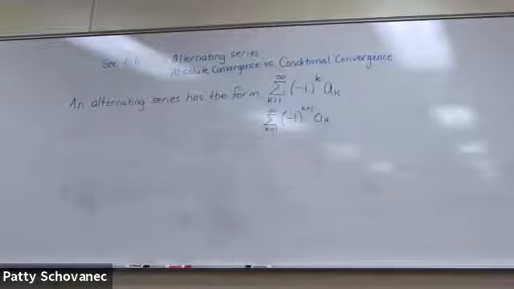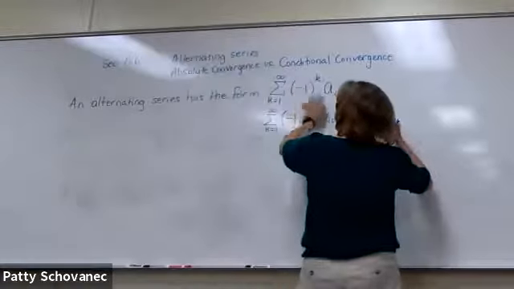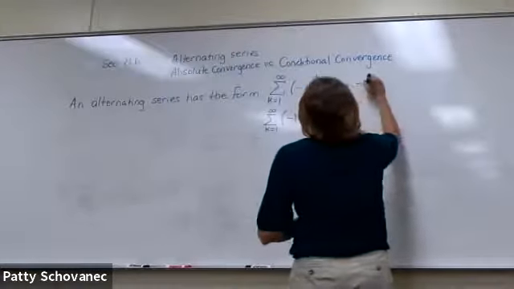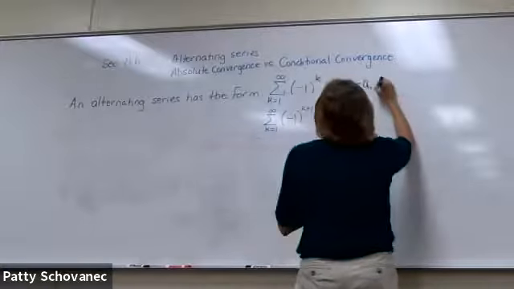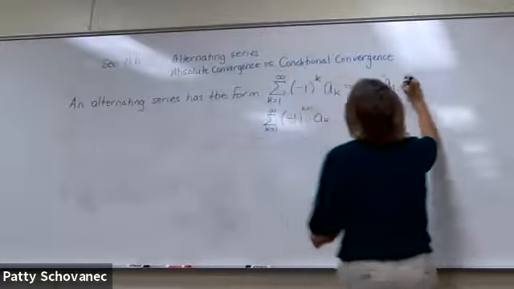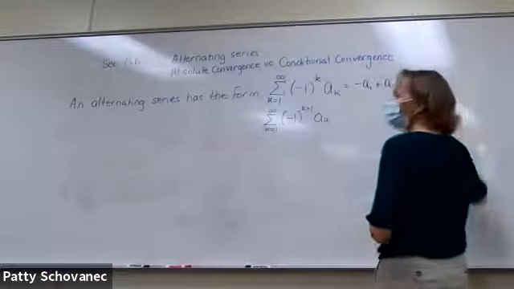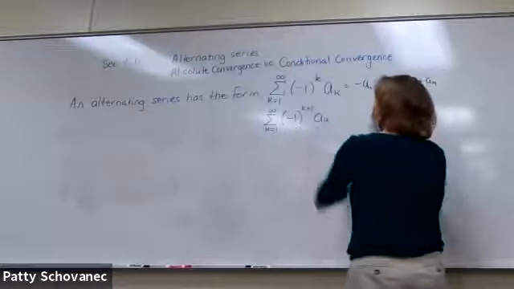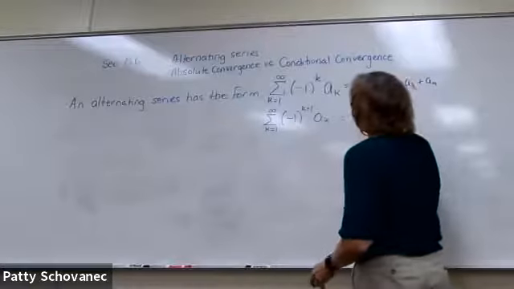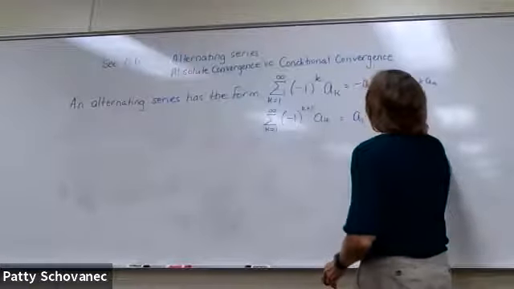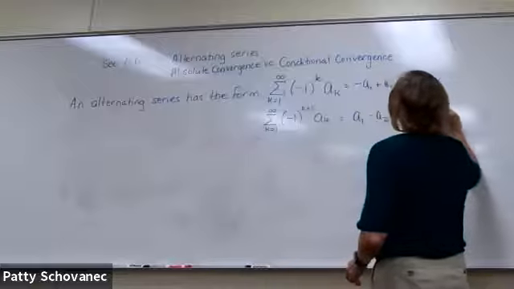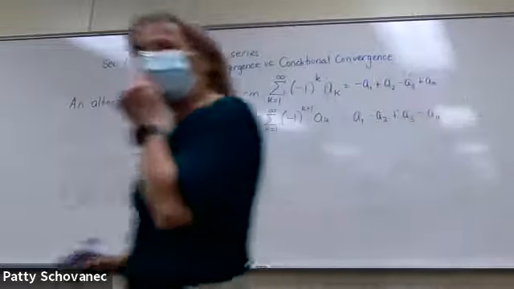Depending on where I start the counter and what the exponent is, the first one I've written has the first term negative. So when k is 1, I get -1 times a1. When k is 2, I have positive 1 times a2, and then minus a3 plus a4. This one has the first term being positive: a1 minus a2 plus a3 minus a4, and so on.